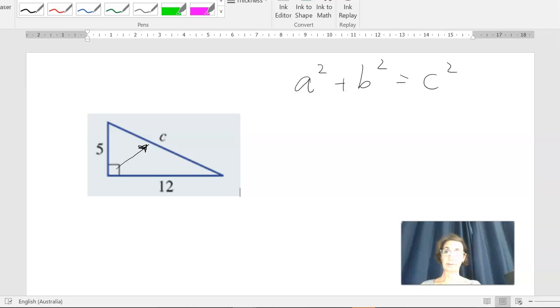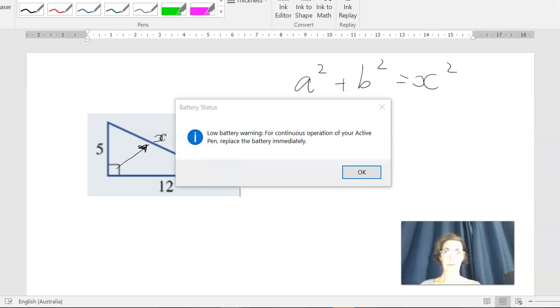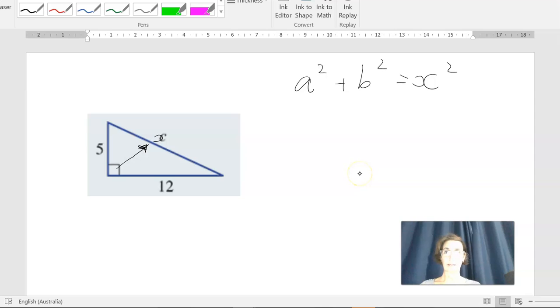But even if that was an X or some other unknown, we can change it to X. Whatever pronumeral we use, that needs to be the hypotenuse. It needs to be here by itself. The hypotenuse is there, and then the two short sides are together. So I'm going to say that in my example here, A is 5, so I'm going to substitute into there.